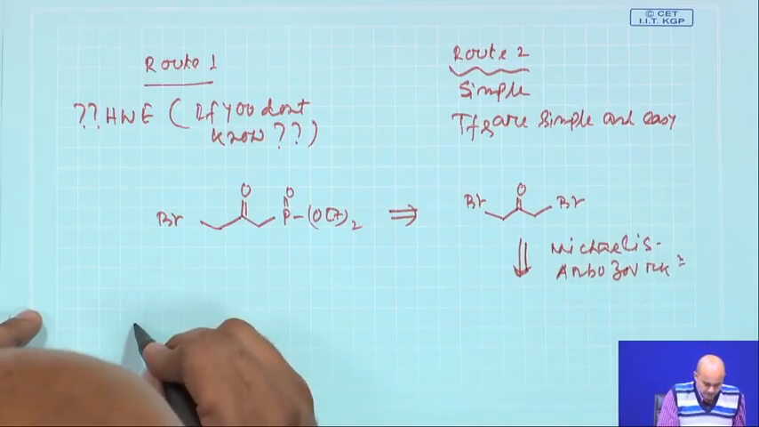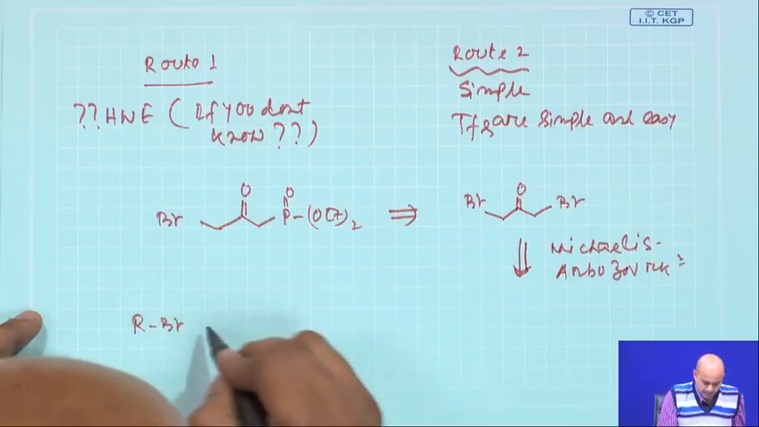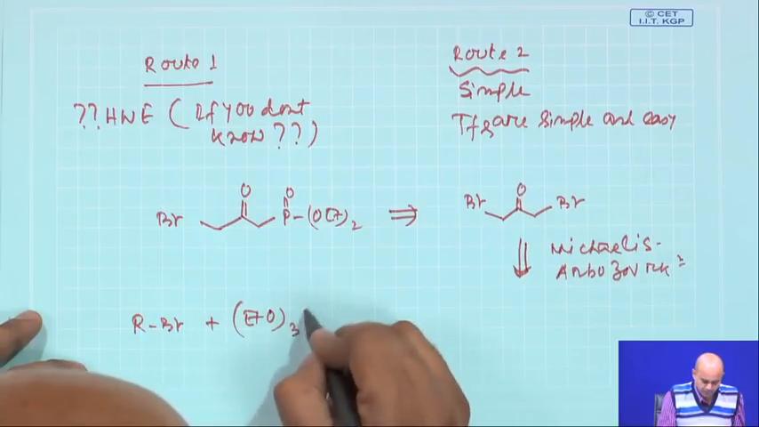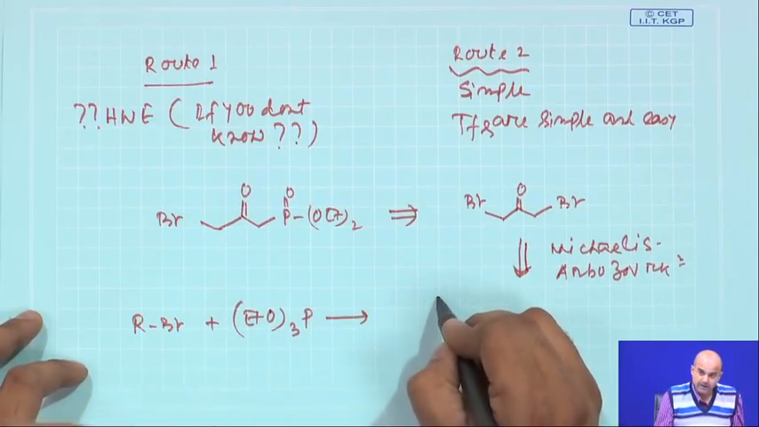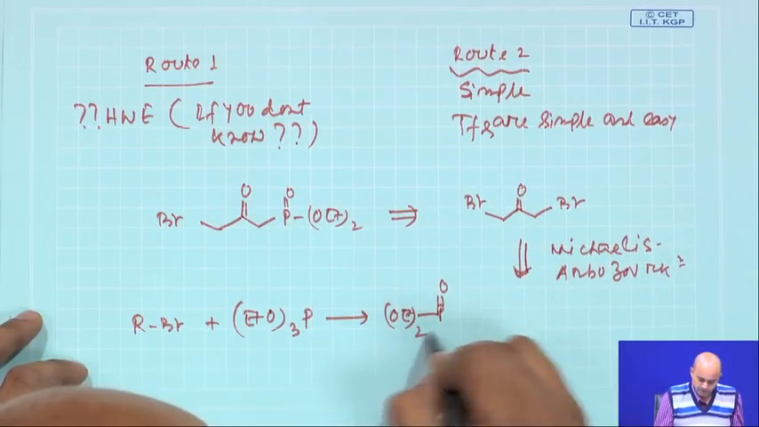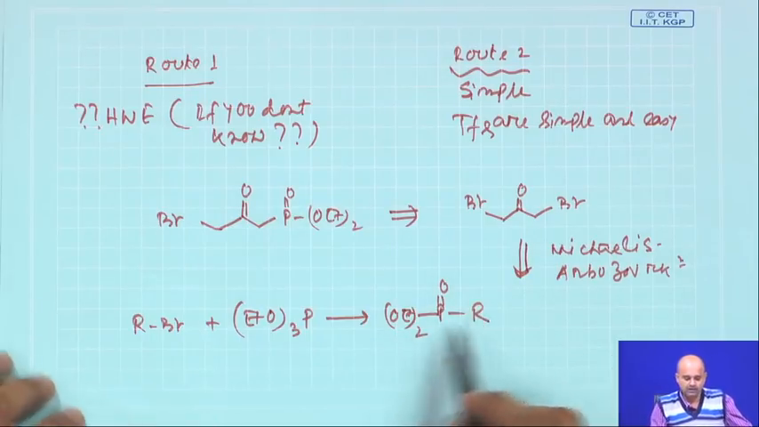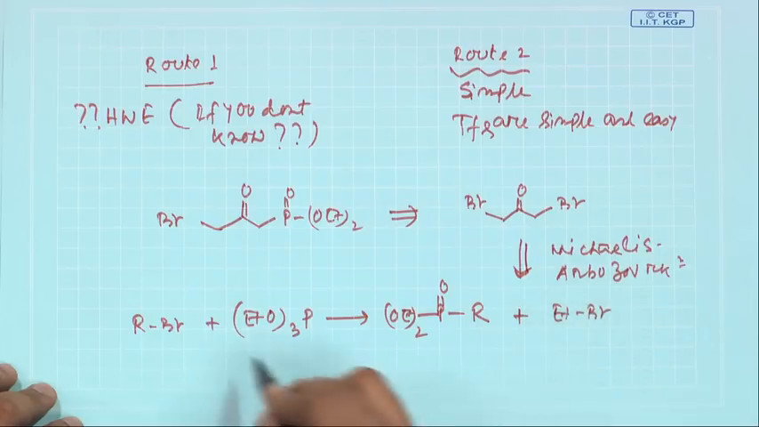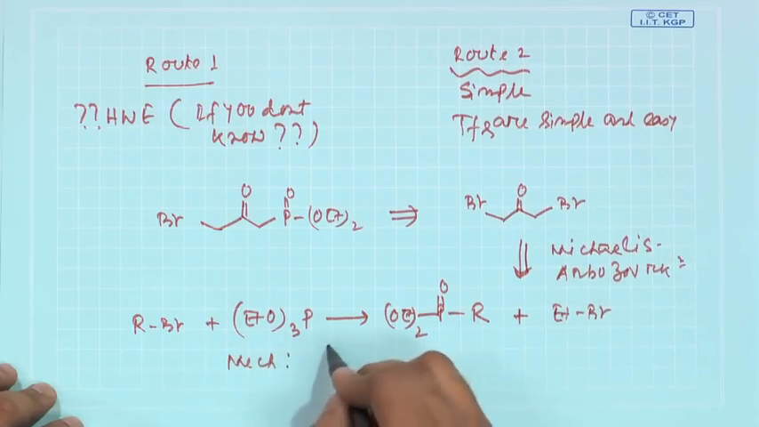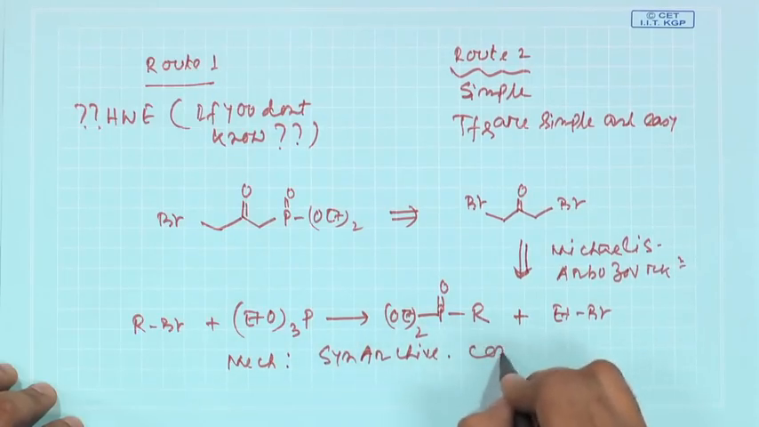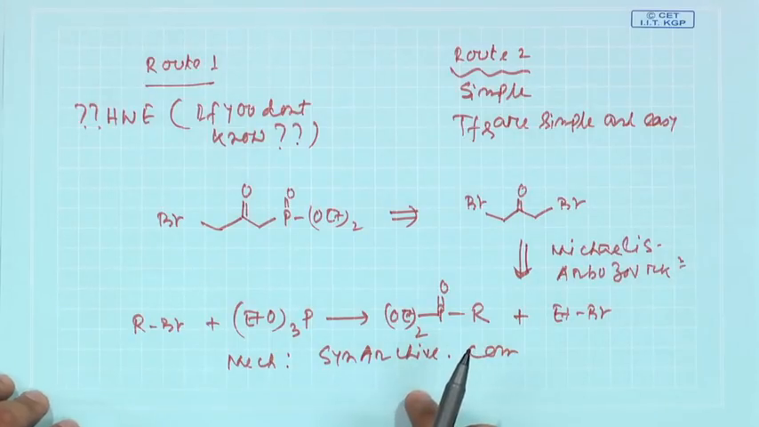Now, the Arbuzov reaction is a very interesting reaction. If you have an alkyl bromide and react it with triethyl phosphite, then once the reaction is over, you get this alkyl phosphonate with the loss of one equivalent of ethyl bromide. For the mechanism of this reaction, you can go to scenearchive.com, the website we discussed in the very beginning, which will give you the mechanism of the reaction.